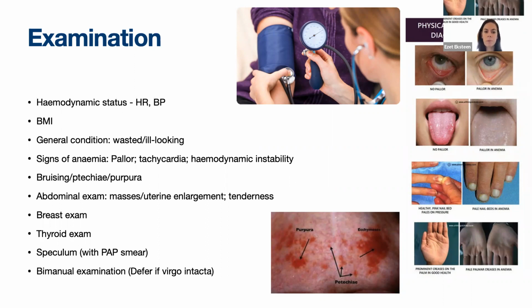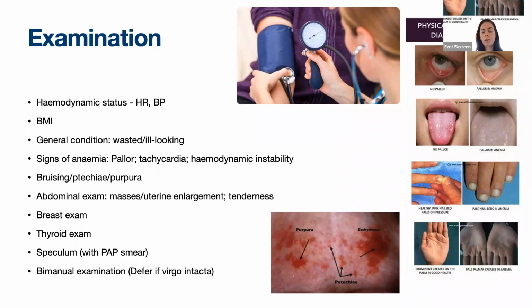Also do a BMI for the patient. The reason why we do a BMI is just because certain conditions like endometrial cancer are more common in ladies with a higher BMI. Look at the general condition of your patient. Do they look chronically or acutely ill? And then I think something that is also important to look out for is signs of anemia. If you look at the right-hand side of the slide, I have included pictures of what we can look out for to clinically determine whether a patient is anemic or not.